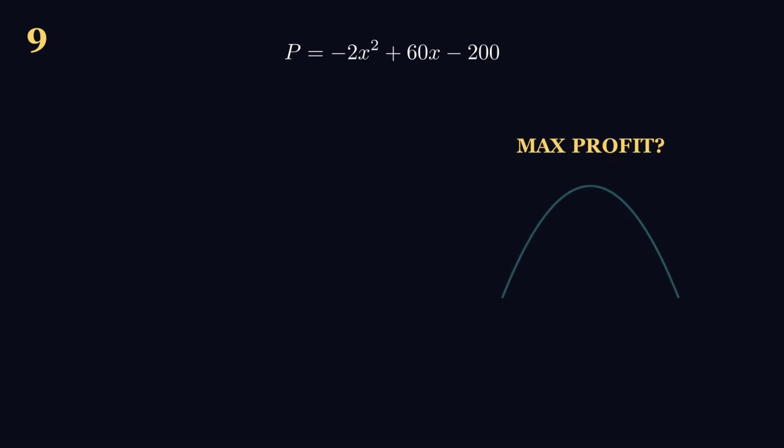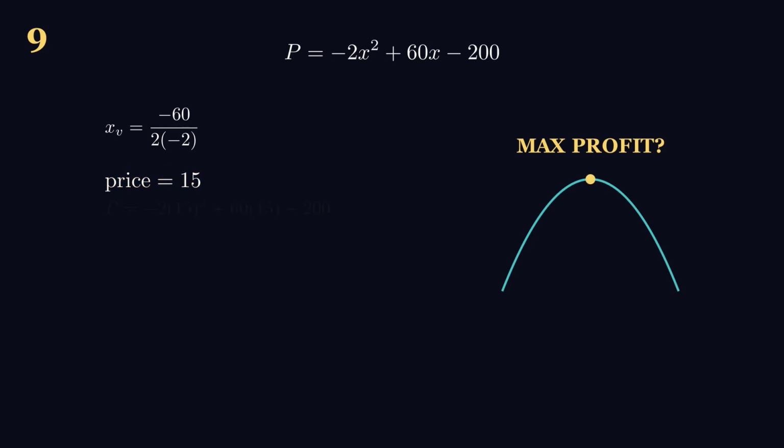Number 9. Profit is negative 2x squared plus 60x minus 200. Find the price that maximizes profit and that max profit. Down parabola again, so the max is the vertex. x equals negative 60 over 2 times negative 2, 15. So the price is 15.